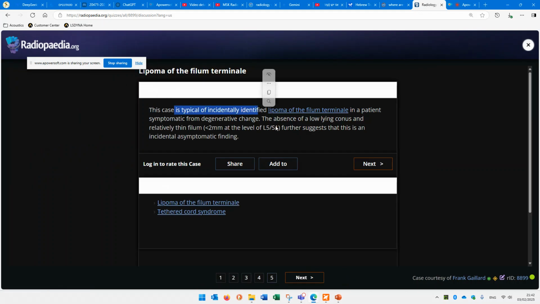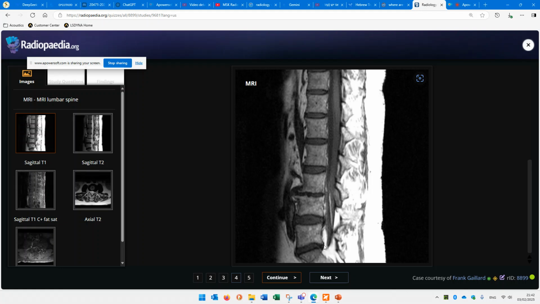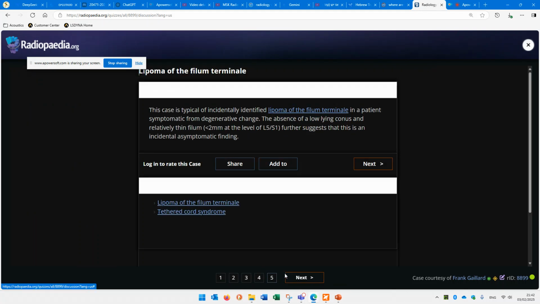This case is a typical indication of a lipoma of the filum terminale in a patient symptomatic for degenerative changes. The absence of low-lying conus and relative thin filum further suggests that this is an incidental asymptomatic finding. Okay, so it was a lipoma of the filum terminale, which is this area over here. And it is probably asymptomatic, and the symptoms of the patient probably come from these degenerative changes of the spinal canal. Okay, this was a case of the lipoma of the filum terminale. Let's go to the next case.